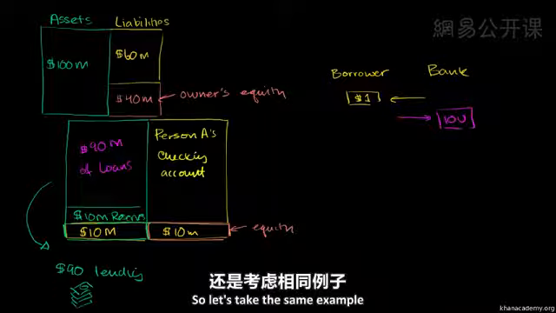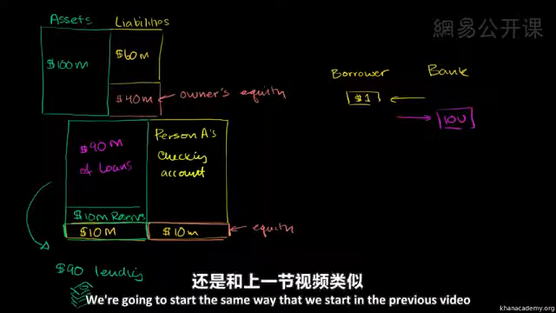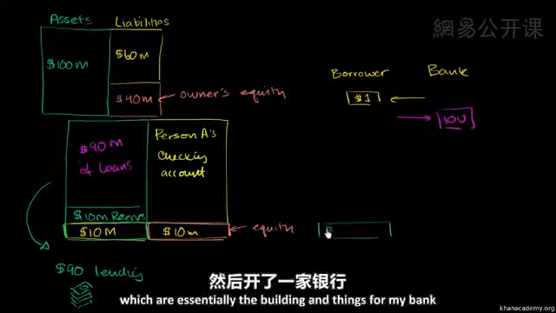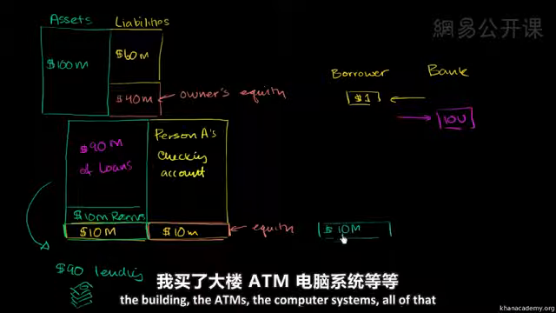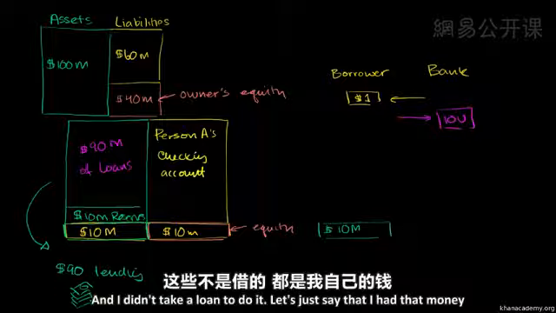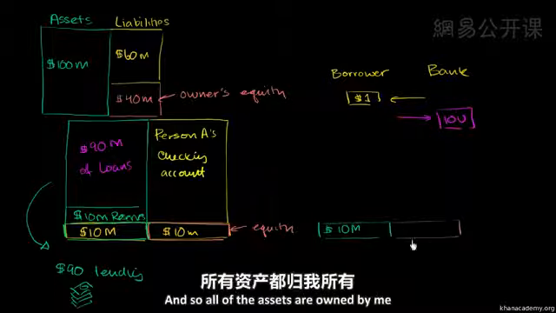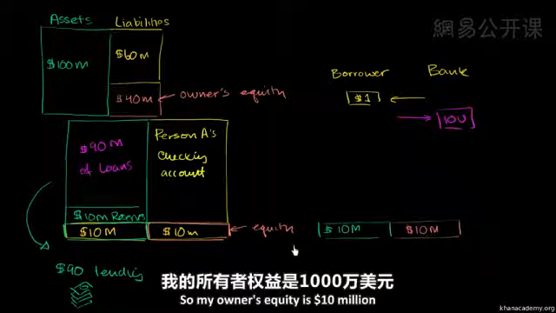So let's take the same example, and we're going to start the same way that we started in the previous video, where I go buy $10 million worth of assets, which are essentially the buildings, the ATMs, the computer systems, all of that for my bank. And I didn't take a loan to do it. Let's just say I had that money. So once again, I am the owner of this bank, and all of the assets are owned by me, so my owner's equity is $10 million.